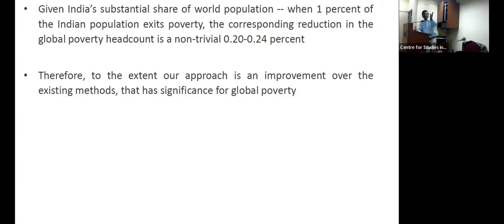0.20. So you can multiply by 10. So if 10% of Indians exit poverty, it would basically push down those numbers by like 2 to 3%. Okay, so this is kind of a big deal.